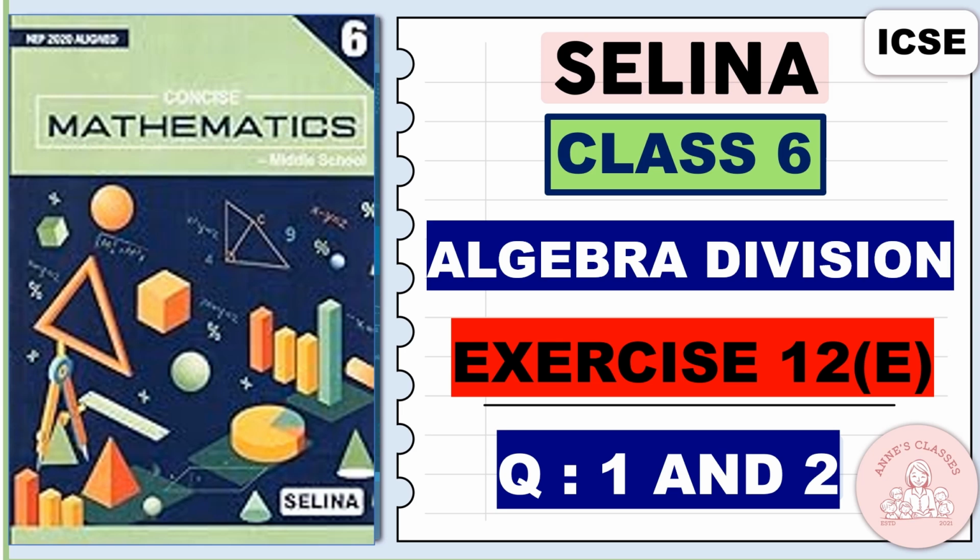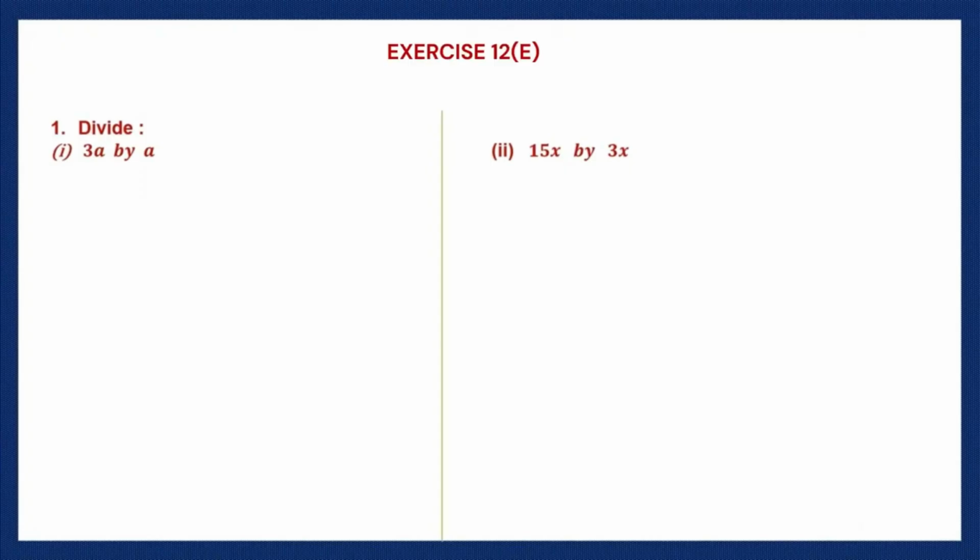Let's do algebra, division, exercise 12e. So now we are doing division. Divide 3a by a. So that means 3a divided by a. Now we can write 3a as 3 into a, and here in the denominator also we have a. Now we can cancel this a and this a. So what do we have left? We have only 3. So what is our answer when you divide 3a by a? The final answer is simply 3 here for this question.